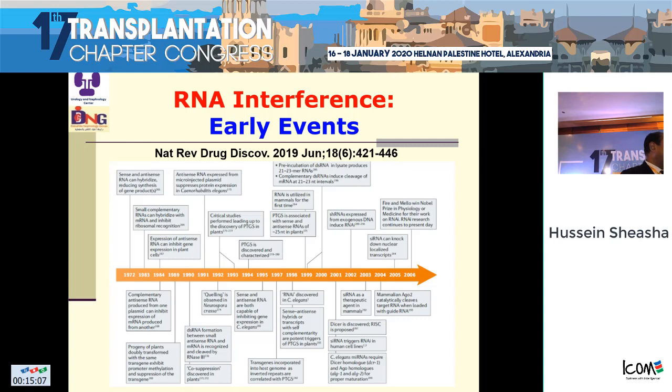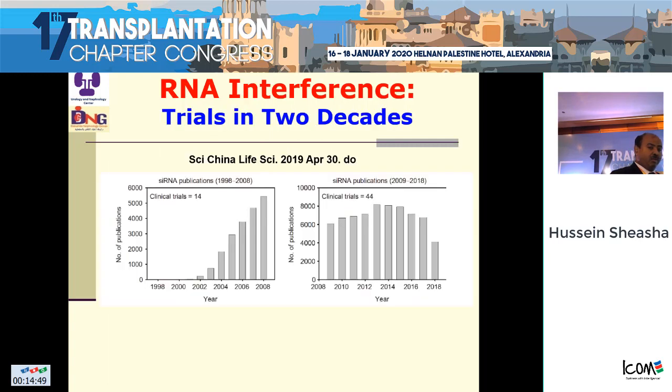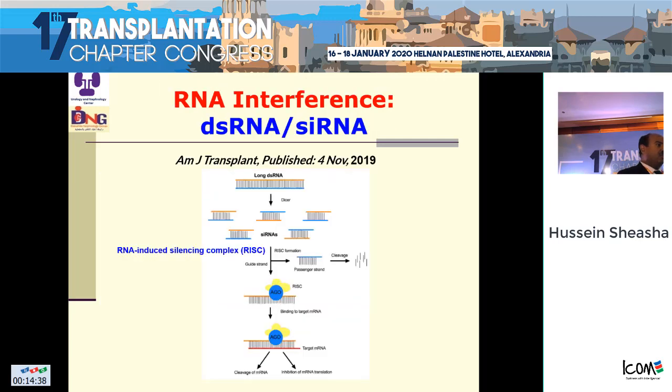RNA interference therapeutics. So RNA interference therapeutics started from the early 70s in experimental work until 2006, when these two scientists received the Nobel Prize for the detection of double-stranded RNA. And this slide shows the clinical trials within the last two decades about RNA interference therapeutics.